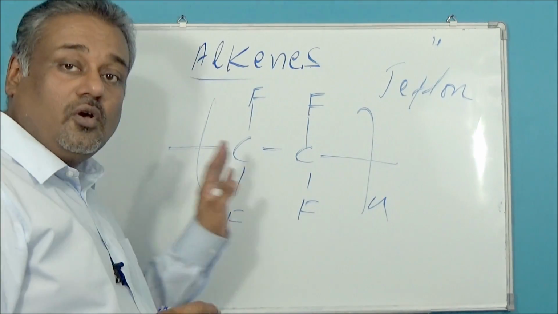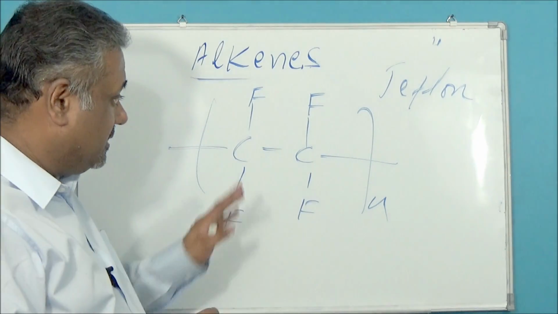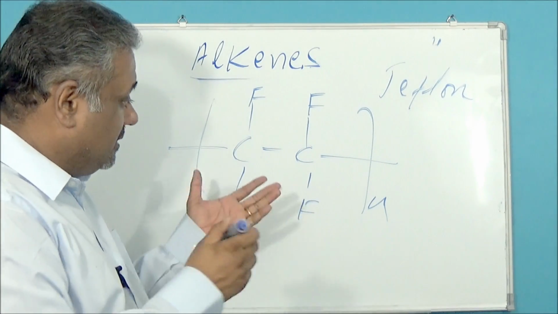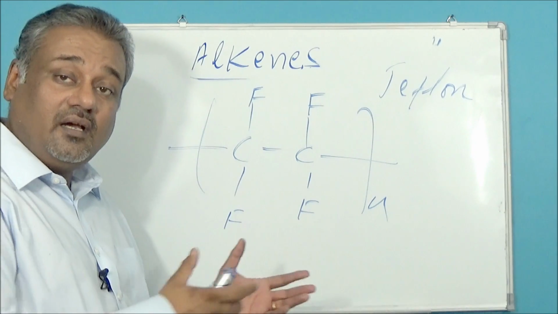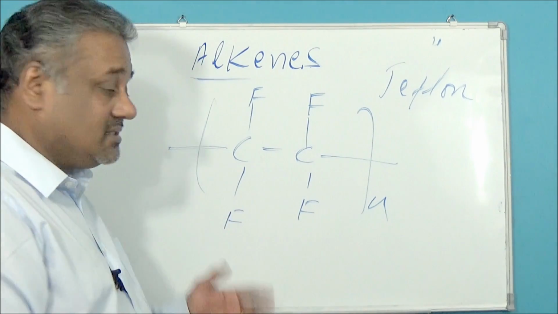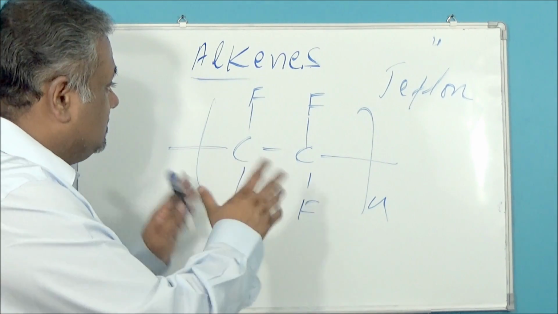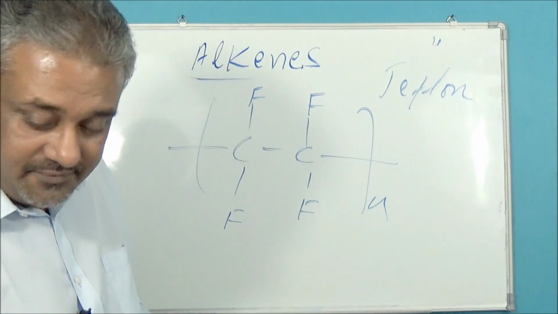Teflon is used to make non-stick fry pans. This is basically a plastic with a very, very high heat resistance, and it does not stick to the food. So that's the general reaction shown by alkenes.